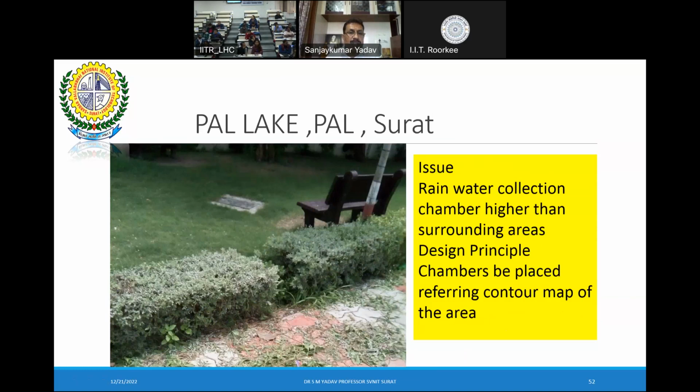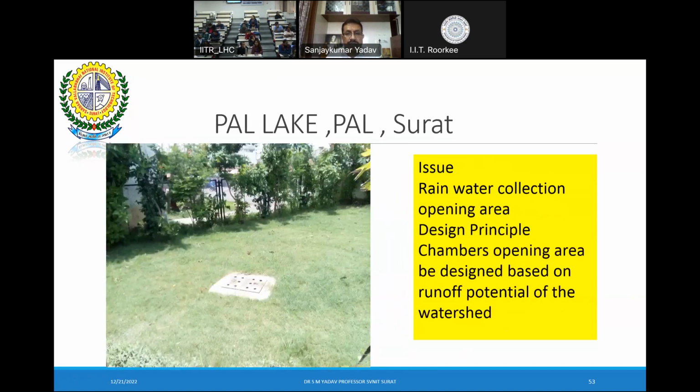drained into the pond. This is another issue: the rainwater collection opening area compared to the runoff generated from this area, the holes on the top of this chamber, are too few, which will result in ponding of water. Hence, you are required to design the openings for the chamber in such a way, or you may increase the number of chambers which can catch the water, and that water can drain into the lake.